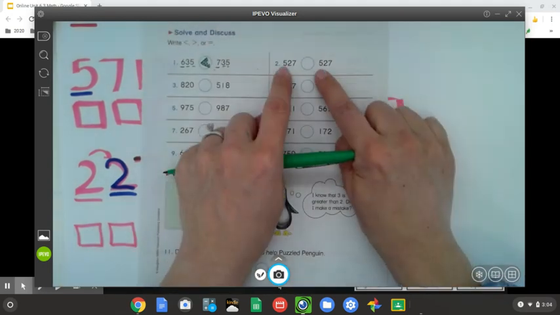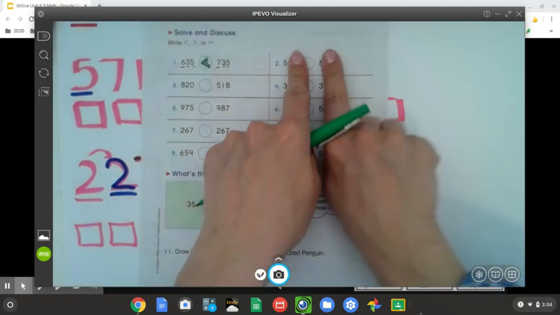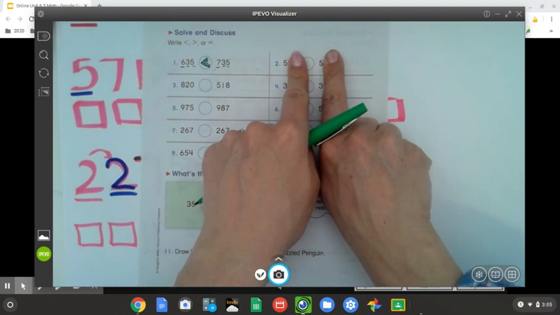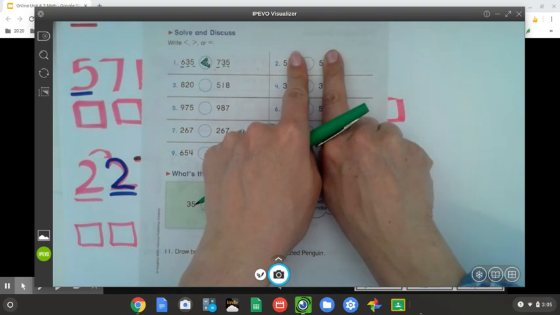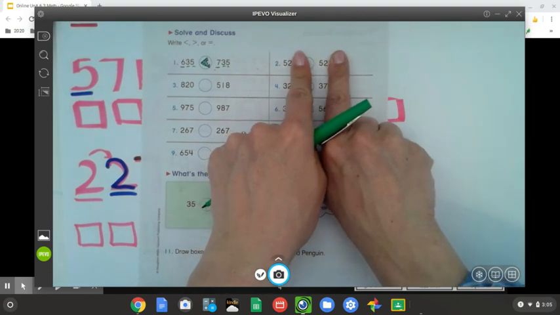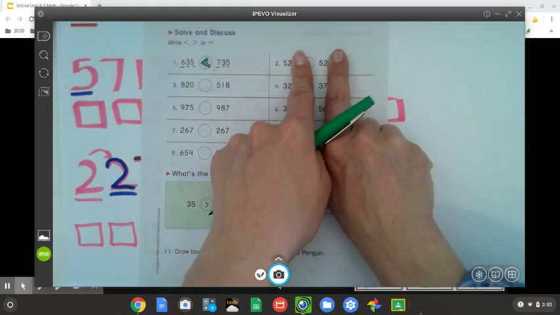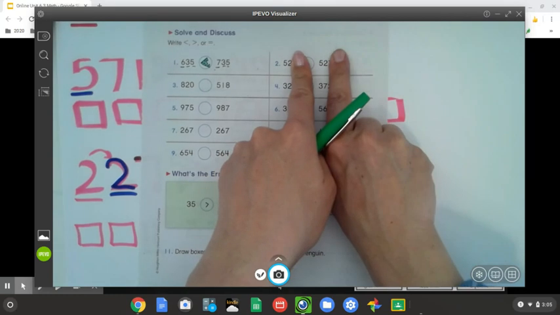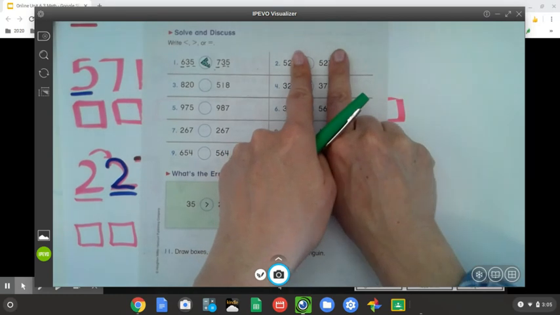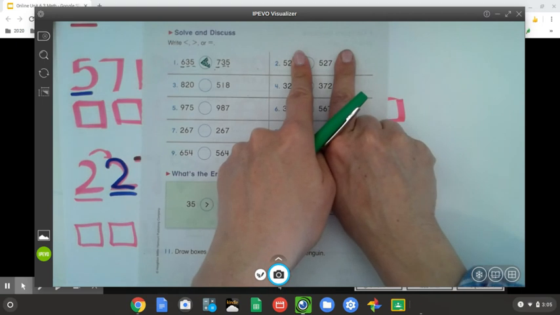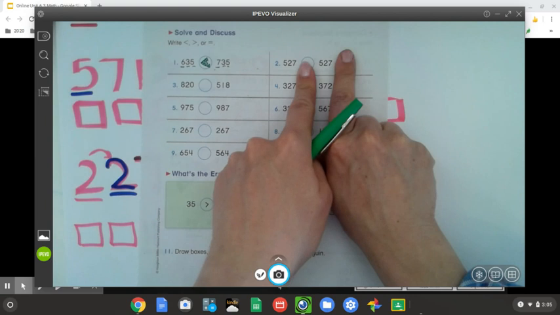Number 2 is the same thing. I'm going to look at my hundreds. What's bigger, guys? 5 or 5? No, those are equal, aren't they? So then I'm going to look to my tens. What number do I have in my tens place? Oh my goodness, I have 2s in both tens places? Wow, okay, that means that I need to look at my ones place. I have a 7 in this ones place and a 7 in this other place.